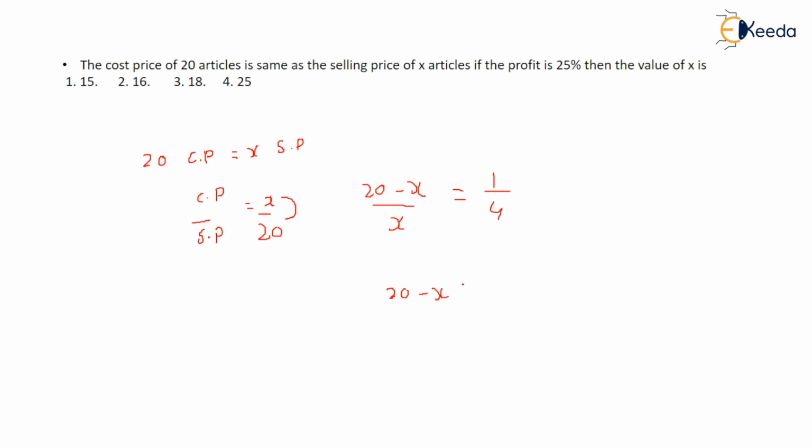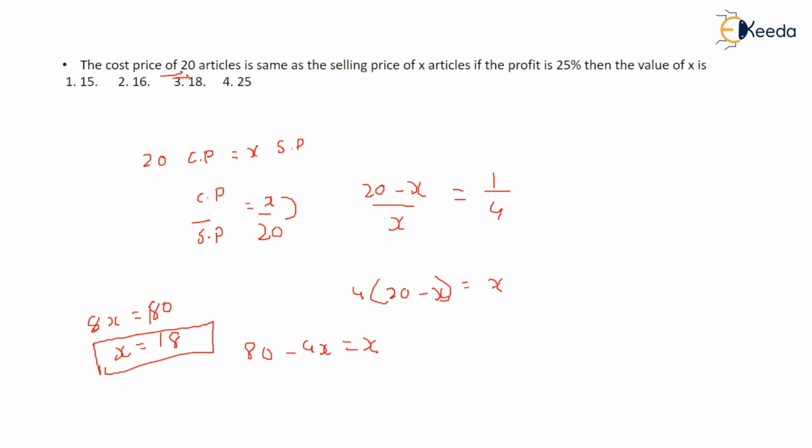20 minus X equal to X, and this 4 goes here. So 80 minus 4X equal to X. So this X comes to this side, 5X equal to 80. Now you can cut it. The X value you will get is 18. So 18 is the right answer. So which one? Option number 3. Simple.